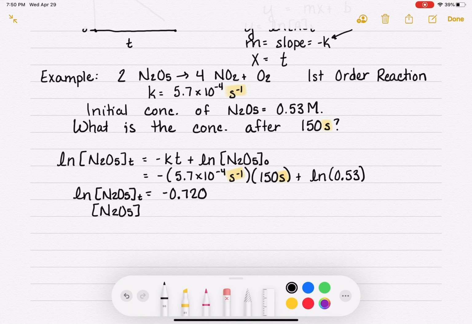Now you have to be comfortable with undoing that natural log. N2O5 at our time t is e to the negative 0.720. So e to the is the function that is undoing that natural log, and we get a concentration of 0.49 molar.